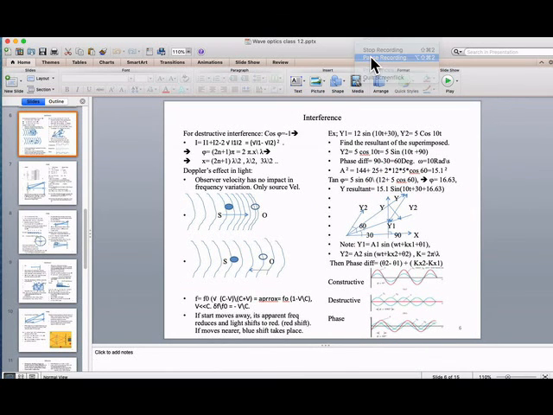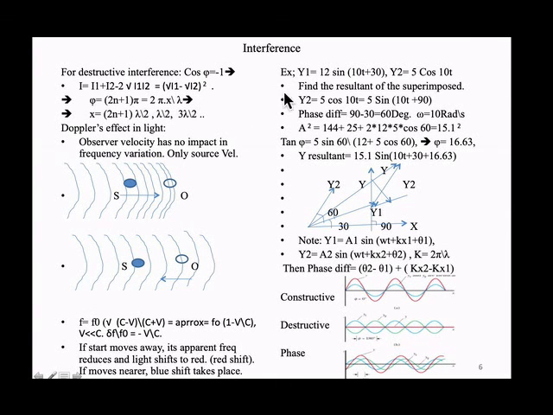So this is an example. y1 is 12 sine (omega t plus 30), so the phase is 30 at the start, and omega is 10. Similarly, another wave y2 is 5 cos 10t. You see in both cases omega is the same. Find the resultant when they superimpose. 5 cos omega t can be written as 5 sine (10t plus 90), as it has a 90-degree phase difference with sine.